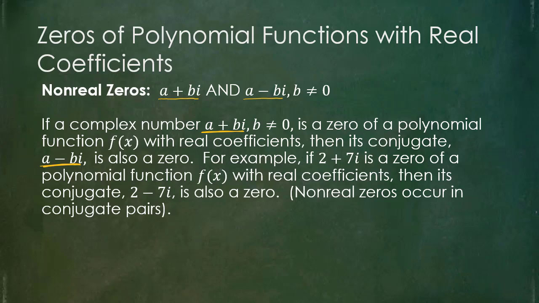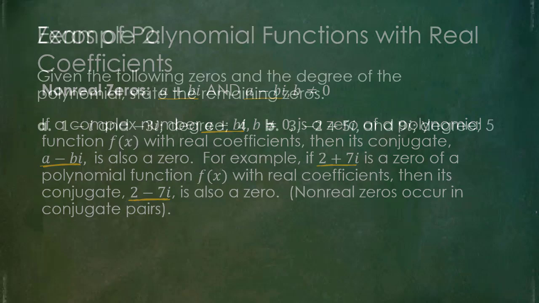So the example we have here is if we happen to find, maybe by quadratic formula or maybe potentially by completing the square, that 2 plus 7i was a 0, then we would guarantee ourselves that 2 minus 7i would also happen to be a 0. So again, the main big picture idea of this is anytime you get a non-real 0, you know that its conjugate pair will also have to be a 0 of that polynomial.